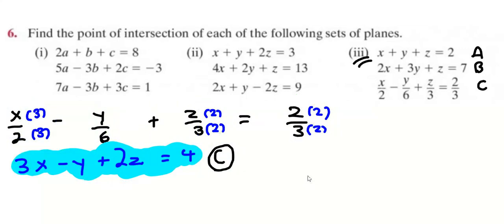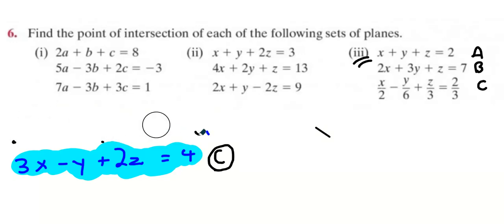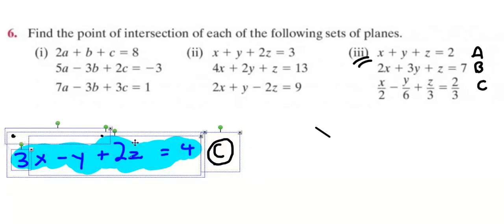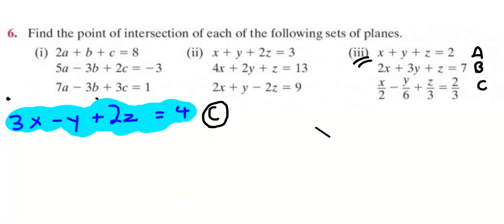Okay, so your equation C is changed, okay? That's your equation C. I'm going to do A take away B. I'm going to do A and minus B. Start off the question.